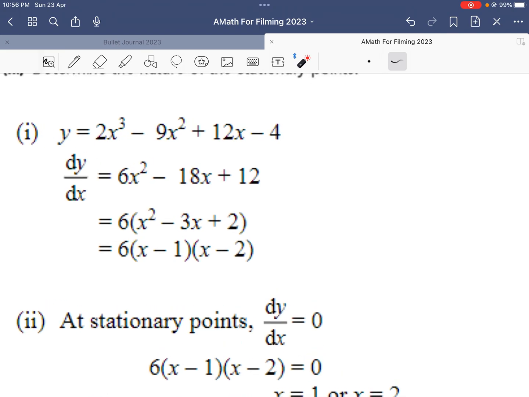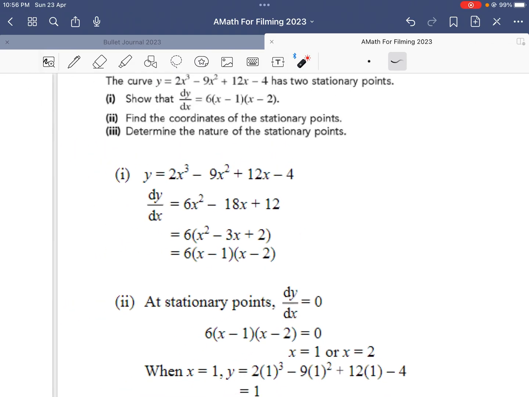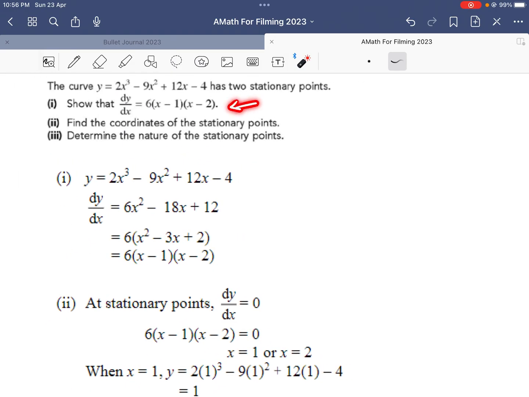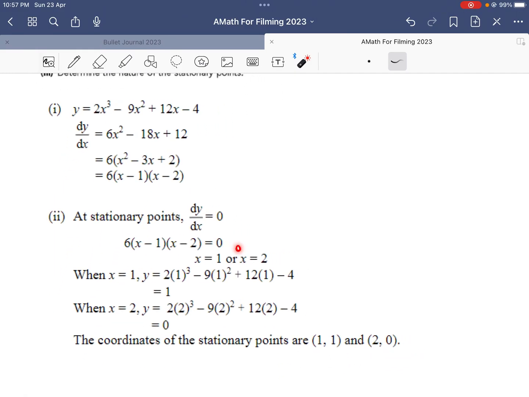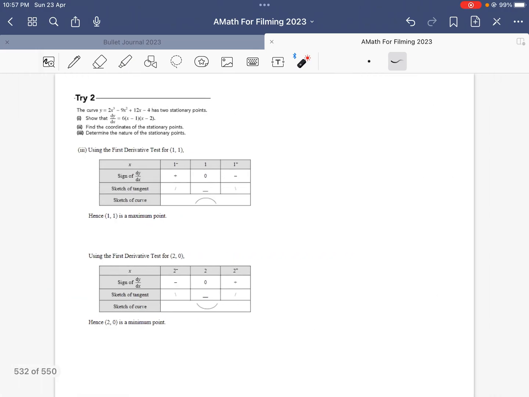First, if you had differentiated, you will find that this is what you have, and you express it in the form 6 times x minus 1, x minus 2, because they wanted you to show. So this one is actually shown. Now, at stationary points, as we have repeated over and over again, dy dx equals 0. You solve: x equals 1, x equals 2. So you substitute the x value into the original equation of the curve. You find the y value is 1 when x is 1, and when x is 2, the y value is 0. Hence, the stationary points are (1, 1) and (2, 0).